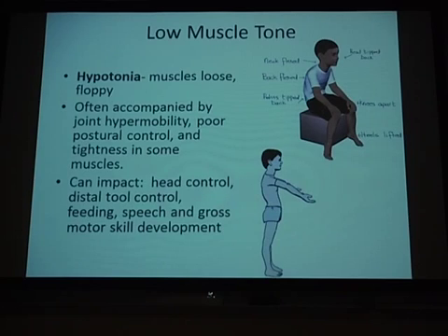And the reason low muscle tone is bad, or not optimal, let's say, is because, again, we can't maintain that posture against gravity. And this can lead to problems or associated hypermobility of joints. It can also lead to tightening in muscles and weakening of muscles, depending on what muscle groups are being used or what muscle groups are being overused.